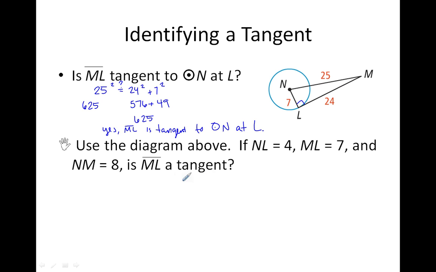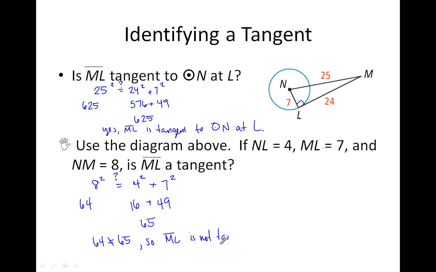is segment ML still a tangent? Well, again, we're going to check with our Pythagorean theorem. Now, NM is our hypotenuse, so NM, they give us a value of 8, so we get 8 squared. And then for our other two values, 4 squared and 7 squared. 8 squared is 64, so we've got to check and see if we get 64 over here. 4 squared is 16, 7 squared is 49. I add those two together, I get 65. Well, last time I checked, 64 does not equal 65, so ML is not tangent. It is not a tangent to circle O.